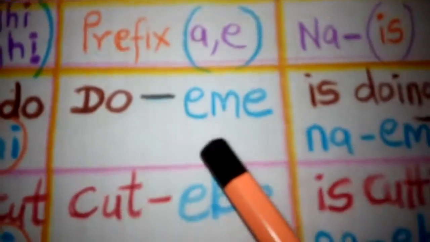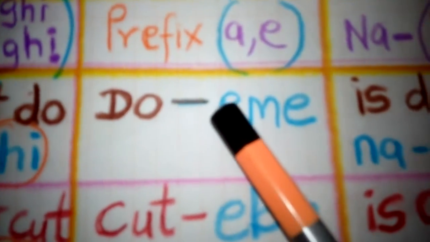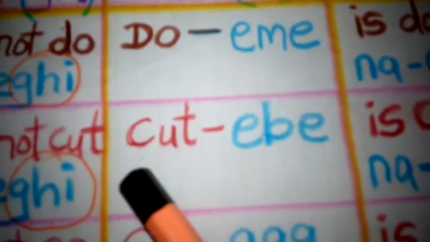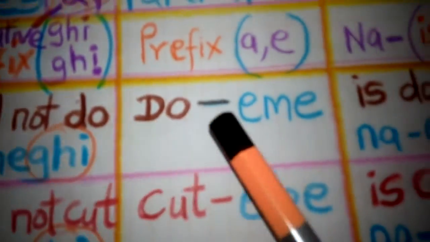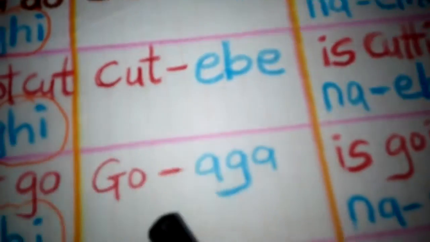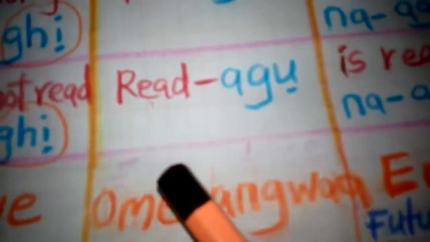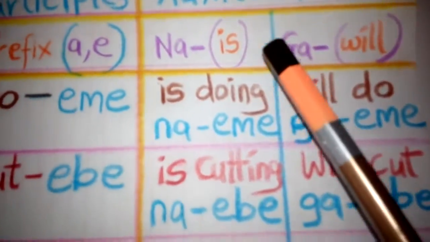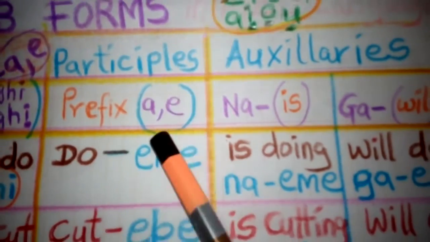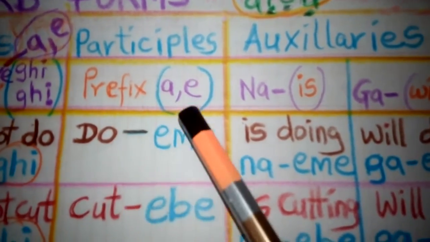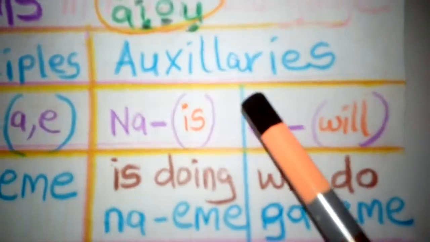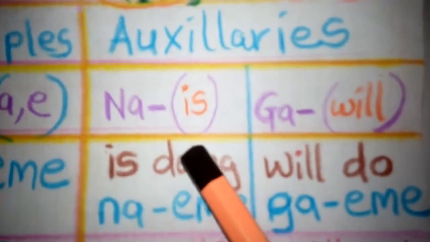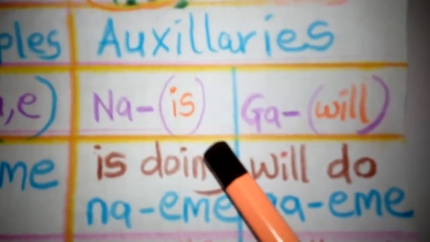That's you remove this e and replace with a or a. Okay, accordingly: do, eme; cut, ebe; go, aga; read, ago. So they don't make any sense without auxiliary. This participle doesn't make any sense without auxiliary. That's why we add this auxiliary to specify the action of the verb.